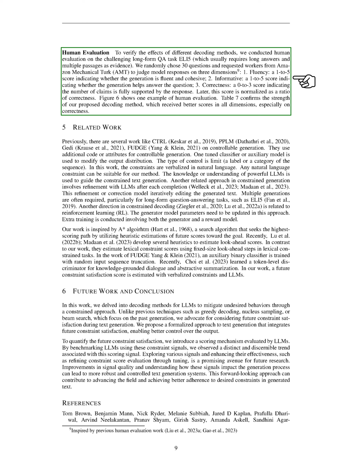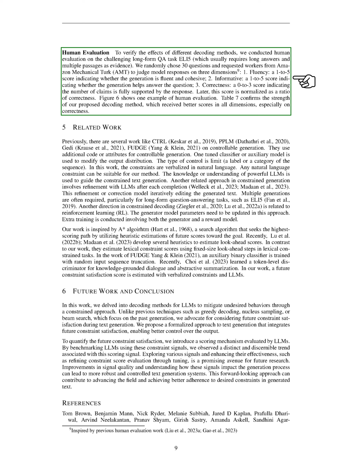Section: Human Evaluation. We carried out a human evaluation to assess the impact of various decoding methods. This was done using the complex long-form question answering task known as ELI5, which typically requires lengthy responses and multiple evidence passages. We randomly selected 30 questions and asked Amazon Mechanical Turk workers to evaluate the model's responses based on 3 criteria, inspired by previous human evaluation studies.